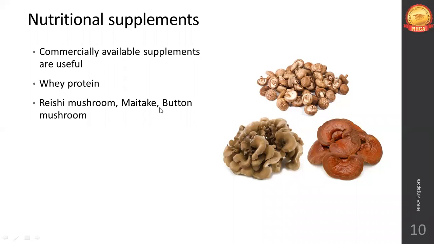So you have reishi mushroom. If you see the red mushroom here, that is the reishi mushroom. Then there's the maitake mushroom. This is the one which almost looks like a human brain. That is the maitake mushroom. And button mushrooms. Button mushrooms are commonly used in our Indian kitchens. That is available in the market as well.